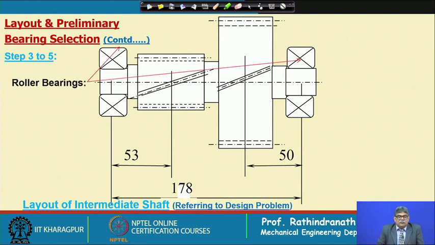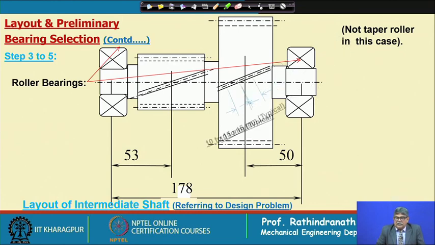Now, these are the roller bearings. This may not be taper roller bearing. In this case, we are not going for the taper roller bearing. So, these are not taper roller bearing. And this gap may be kept even less than 10 millimeter, but in common practice, usually it is kept 10 to 15 millimeter.